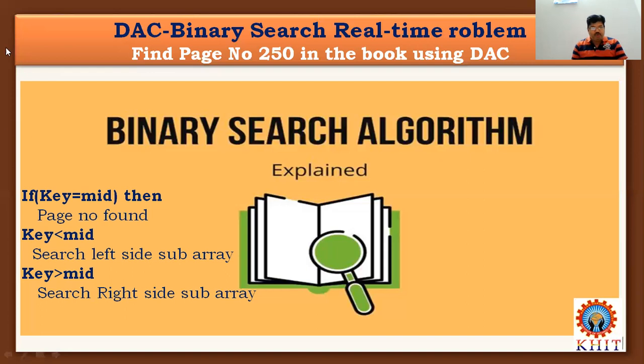This is not true. If the condition is not true, then move to this one. Now the key element is 100, which is less than 250. The condition is true. If the condition is true, then go for searching the left side of the textbook.